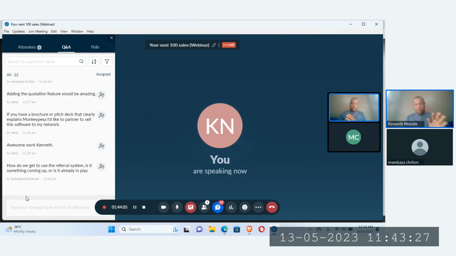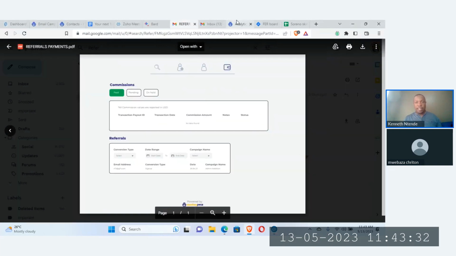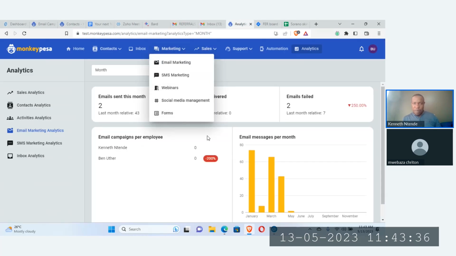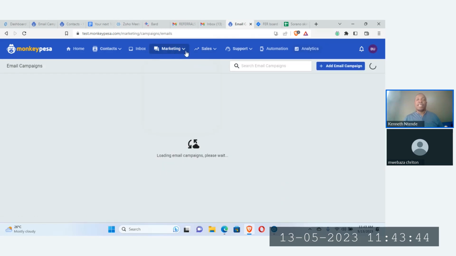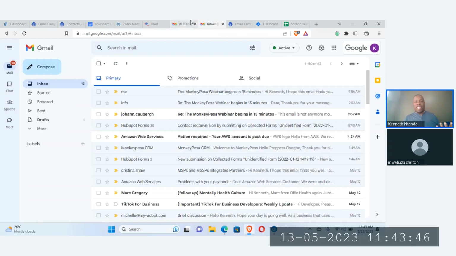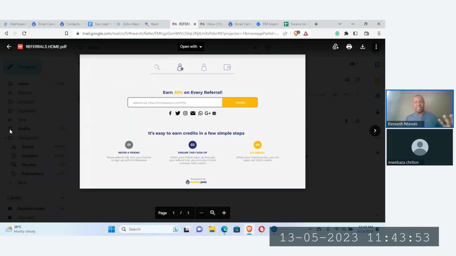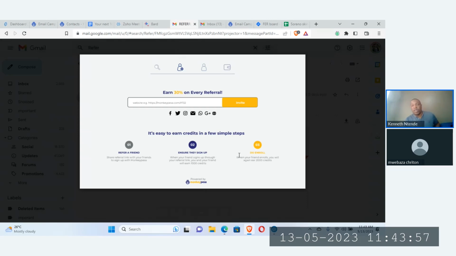But as part of the tools we're building inside Monkey Pesa, under the marketing tools, we're going to have a tab called referral system. This referral system is like another feature, just like you would have email marketing. I was showing you the images right inside here. These images are what it's going to look like. This is an actual onboarding of what it's going to look like.